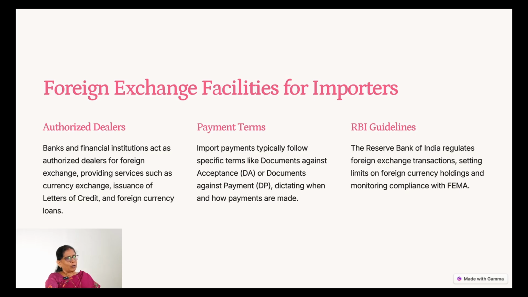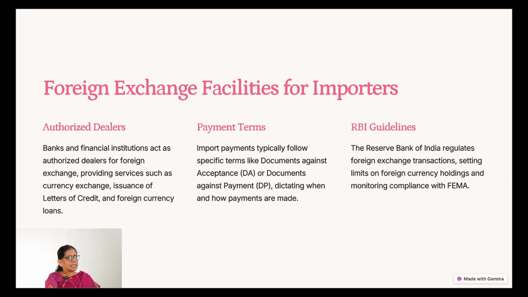Import payments typically follow specific terms such as DA, that is Documents Against Acceptance, or DP, Documents Against Payment. These terms dictate when and how payments are made, with DA allowing deferred payment and DP requiring payment upon receipt of goods. RBI guidelines on foreign exchange transactions include that the RBI regulates foreign exchange transactions, setting limits on foreign currency holdings and monitoring transactions to ensure compliance with FEMA. Importers are required to follow these guidelines to avoid legal issues and maintain smooth import operations.